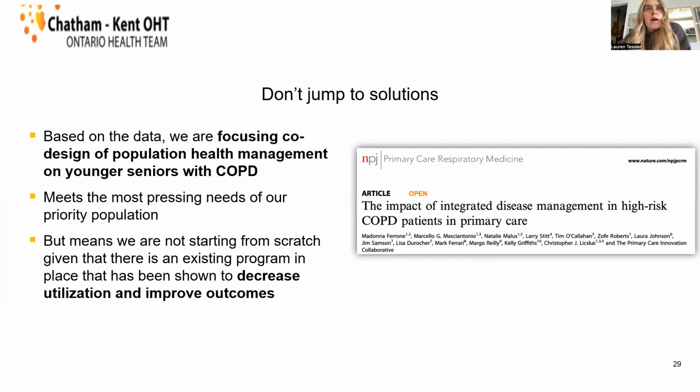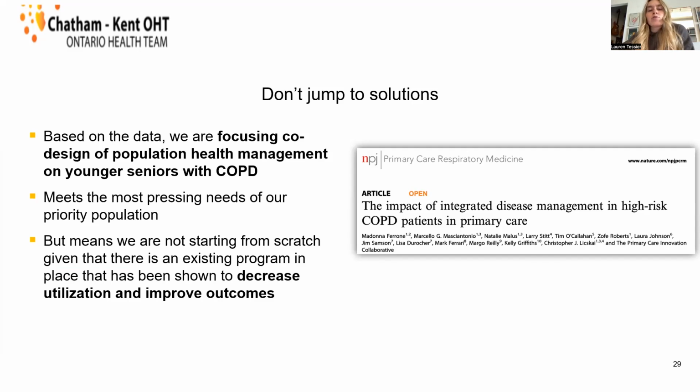The decision to focus on COPD for us, again, was both data driven, but also strategic. So the data told us that it was individuals with COPD who were driving, again, a lot of that potentially avoidable utilization that had been identified as important by some of our committees. But also there is an existing evidence-based program within the Erie St. Clair LHIN called Best Care for individuals with COPD. So this is an evidence-based program.